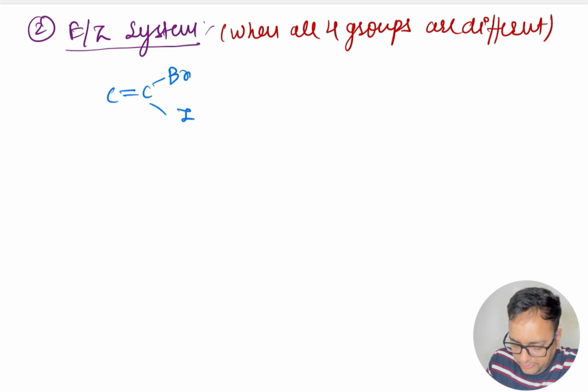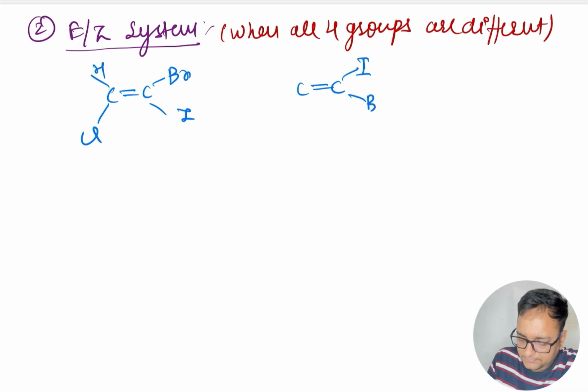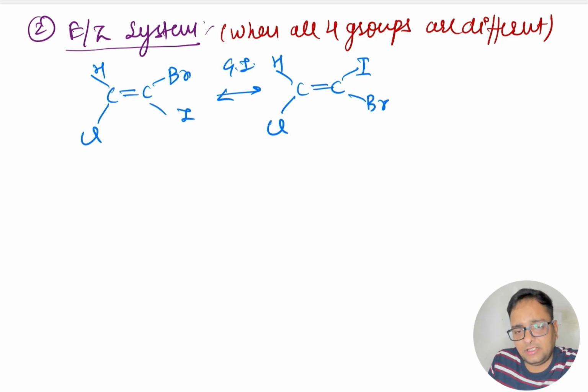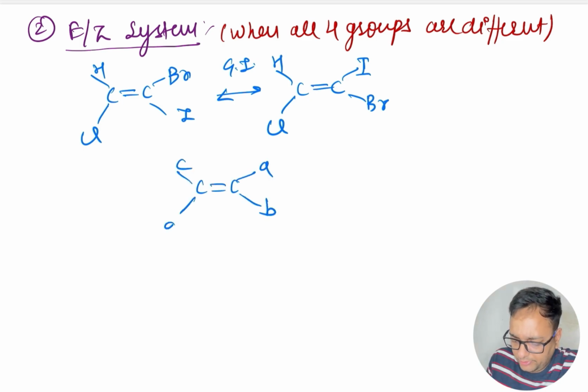So C double bond C with Br, I, H and Cl, and C double bond C with I, Br, again H and Cl. So these two are different. These two are geometrical isomers, right? But how could we name which? How can I name the first isomer, and what should I name the second isomer? So when we have a compound like C double bond with A, B, C, D, where all four groups are different, then how do we name it? We use the system naming ZE system, or we could say EZ system.